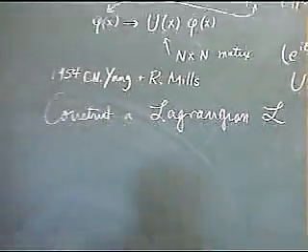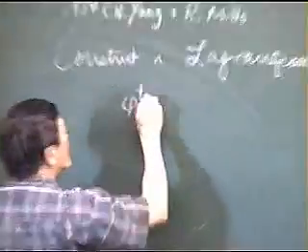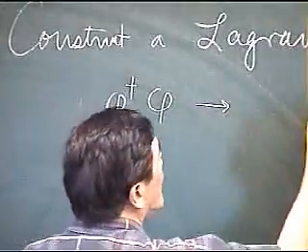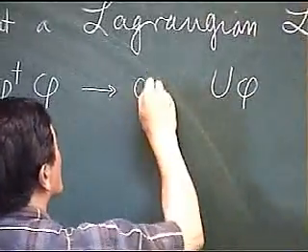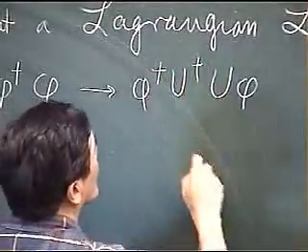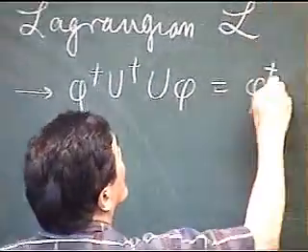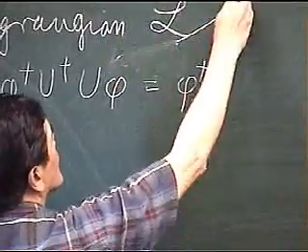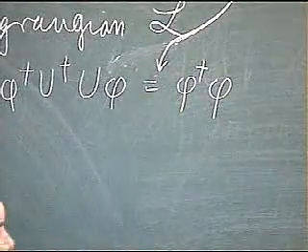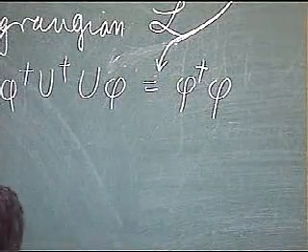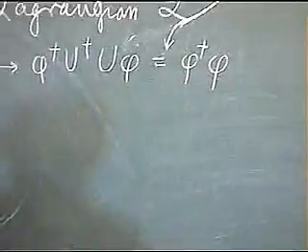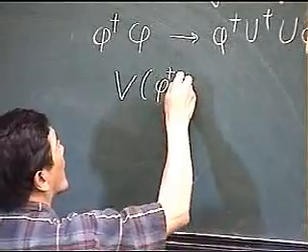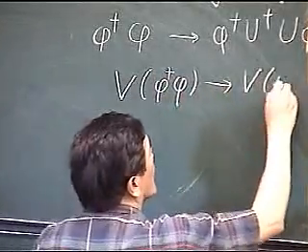And clearly, we see that phi dagger phi is invariant, because phi dagger phi goes into phi dagger u dagger u phi, which is equal to phi dagger phi from this property. I suppose I should start using color chalk. Okay? So therefore, any function of phi dagger phi is also invariant.